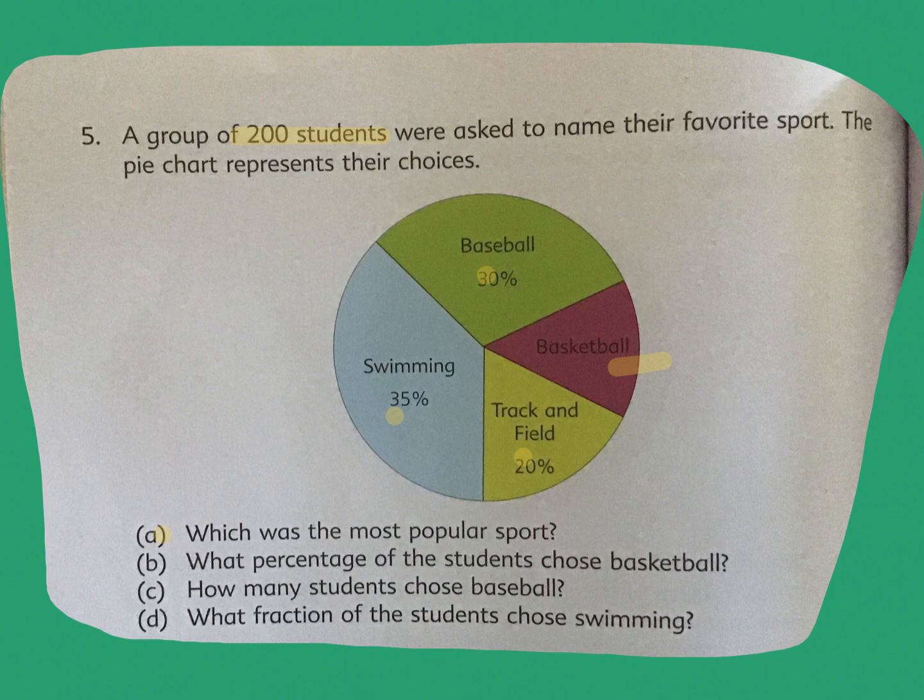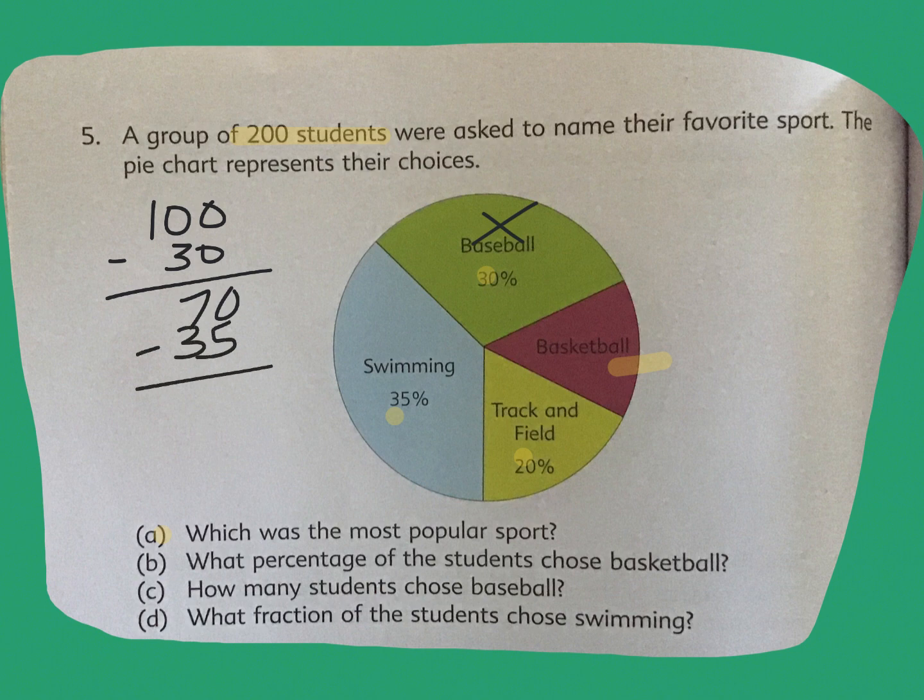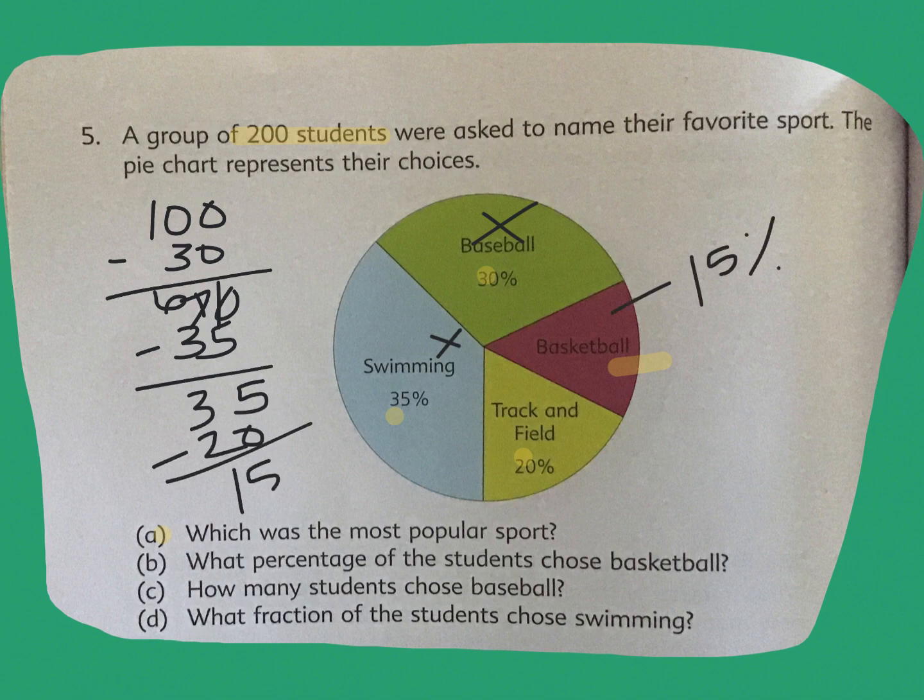So a whole would be 100%. Take away 30%. We have 70 left, so I'm done with baseball. Take away swimming. I can't take 5 away from 0, so I'm going to have to borrow. 10 minus 5 is 5. 6 minus 3 is 3. Done with swimming. Take away track and field. And we have 15 left. So basketball is going to be 15%.